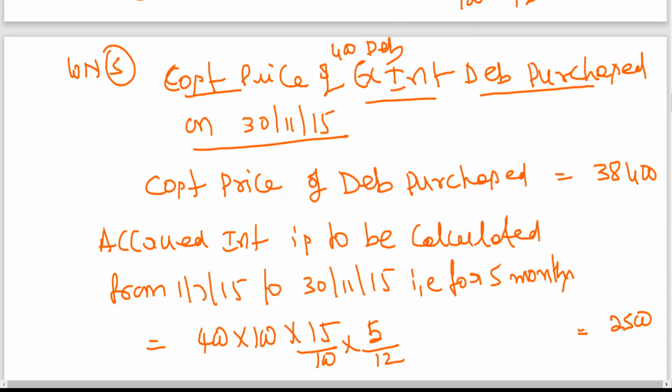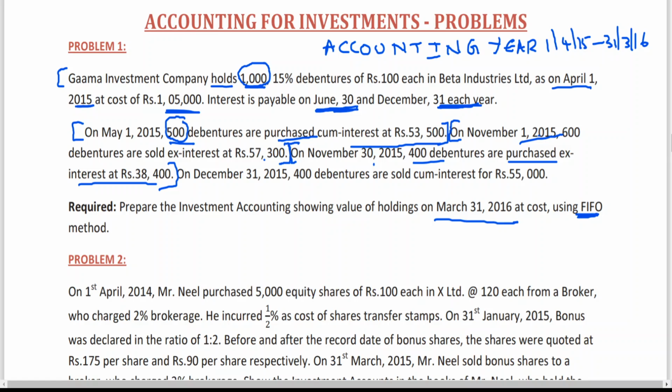Then next, on December 31st, 400 debentures sold, cum interest. Now 400 debentures, again which method? FIFO. We are having 1000 debentures opening, out of which how many has been sold? 600 has been sold. Now you are selling 400, still we got 400 balance, no? That means without touching any purchase of debentures, you are able to sell your opening balance only.